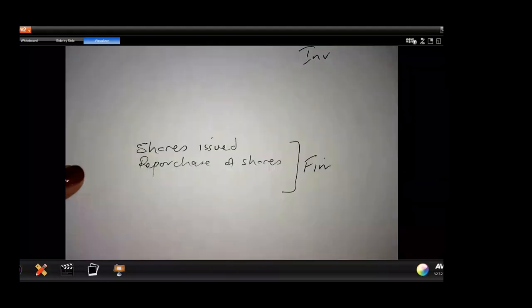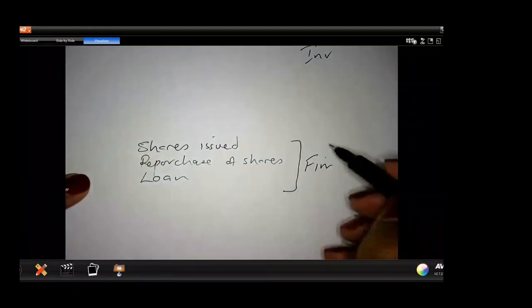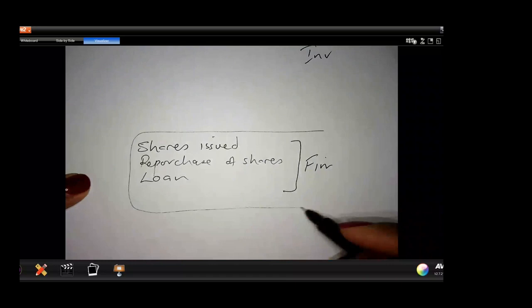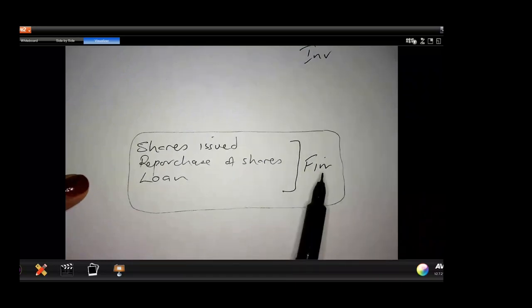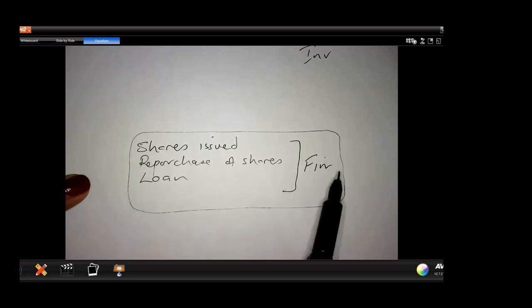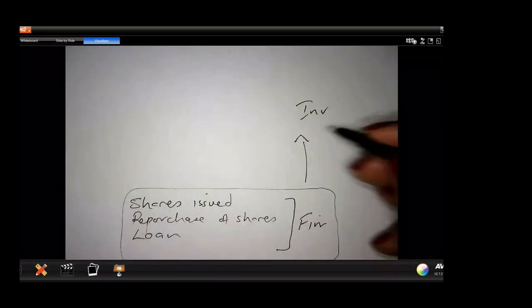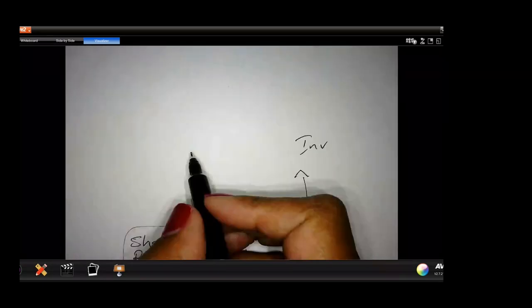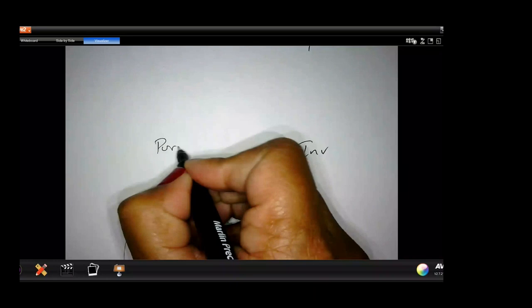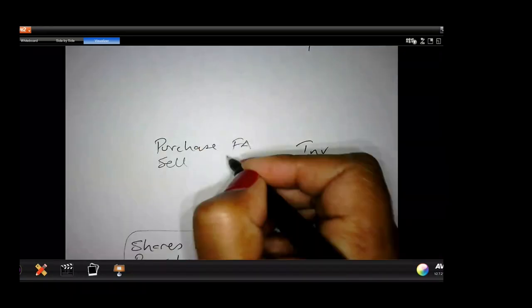Okay, that's the other one. And then the last one is loans. So can you see that whether I'm a sole trader or whether I'm a company, my financing activities are still shares, capital, and loans, where I got the money from. Now I want to invest that money into my business. And what do I do? I purchase fixed assets and I sell fixed assets.